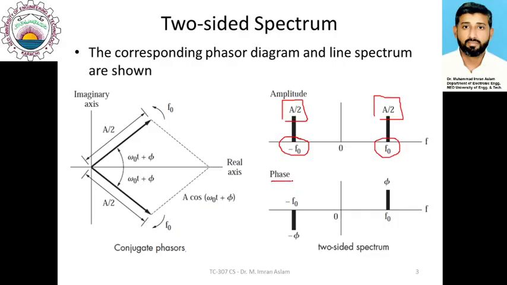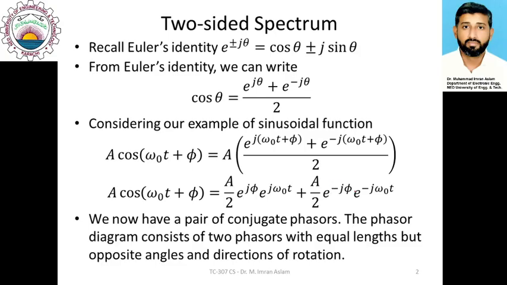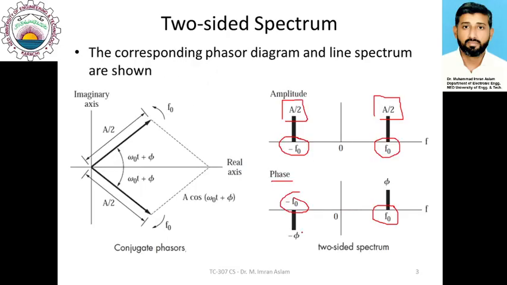Similarly, if we try to plot the phase, again we would have two frequencies. One is the positive frequency and second is the negative frequency minus f0, which refers to this part of the expression. The positive frequency has a phase angle of phi, and the negative frequency has the same phase angle phi but with negative sign, so it would have minus phi angle.